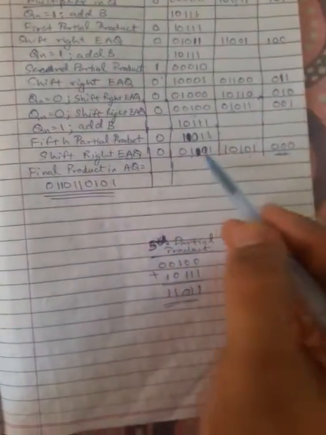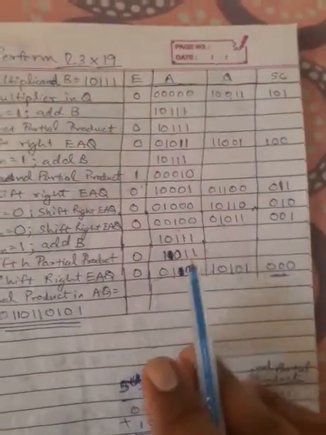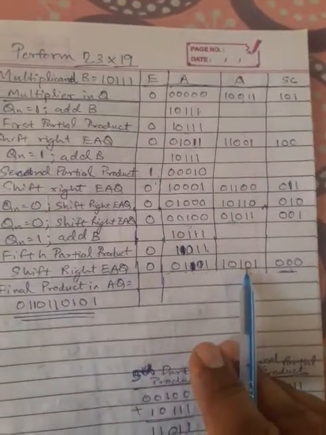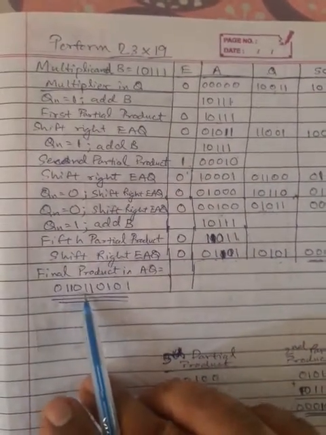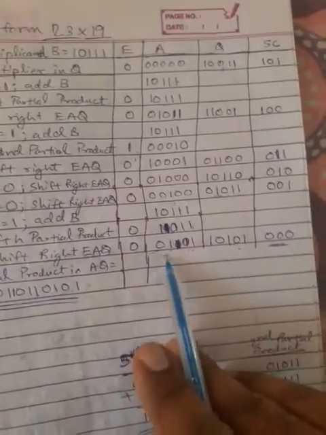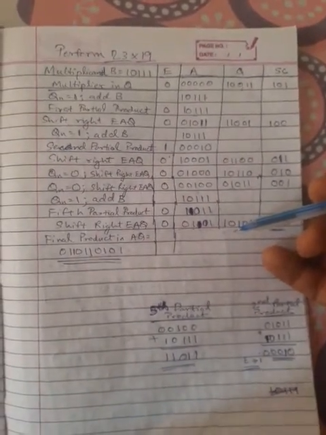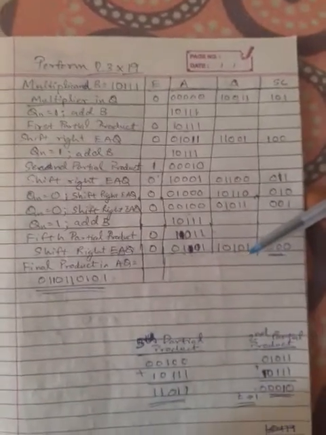And when it is 0, then we have to end, and the answer we will get is in A and Q. Where is A and Q? This is A and this is Q, and these two combined will make one answer, that is 0 1 1 0 1 1 0 1 0 1. We can see here this answer and this answer are both the same, so that's why this particular procedure is correct. And this is how we are doing the multiplication between two different numbers using this particular flowchart, and this is the example for that.